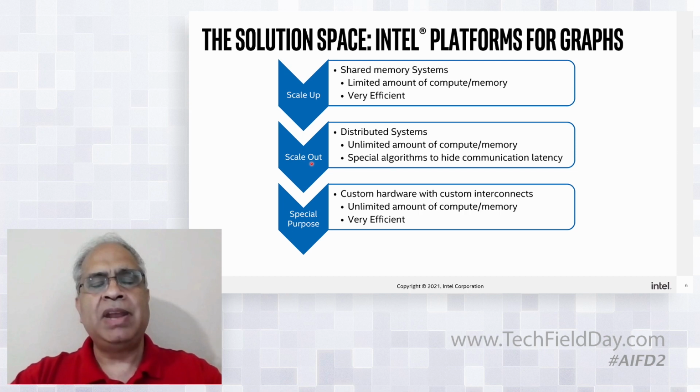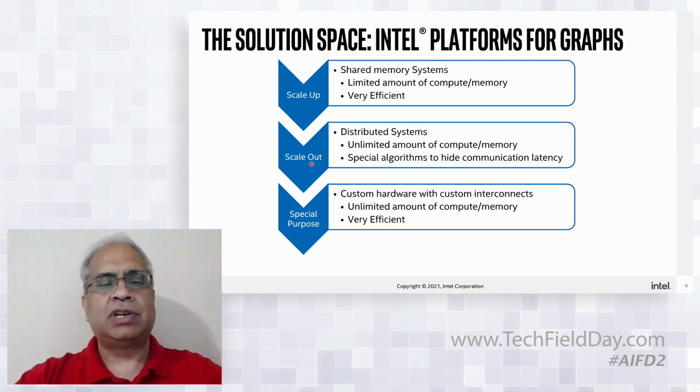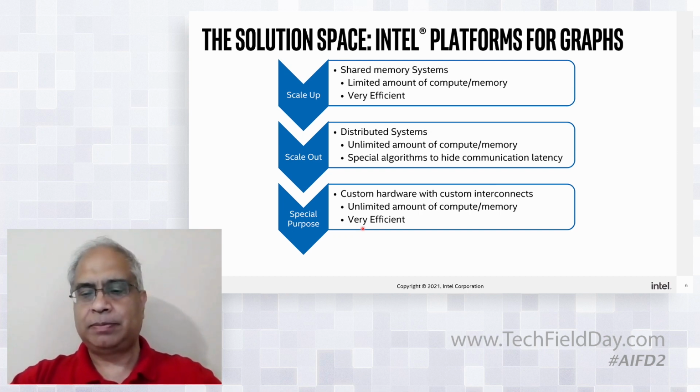Now, in the case of scale-out systems, Intel is working on very efficient interconnects so that we can put together many different clusters with many different nodes inside them. And that way we can scale out the machines by as many nodes and as much memory as is needed for the problem at hand. And of course, in the special purpose case, we are trying to work with the Department of Defense to design special purpose platforms so that they can handle very large graphs.